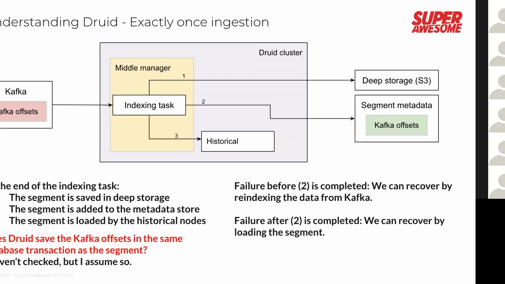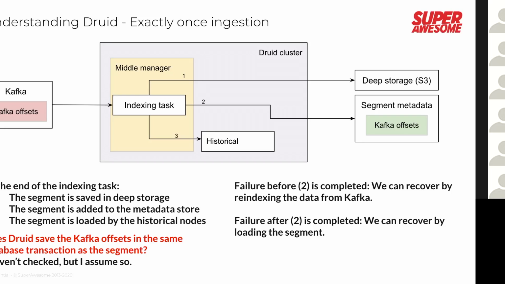I didn't actually check the code to double check that it's true, but I expect Druid here to do that update in one database transaction, which means that it would be atomic. Either Druid would understand that the segment exists and that the data has been indexed, or none of it would happen and the data would simply be reindexed.